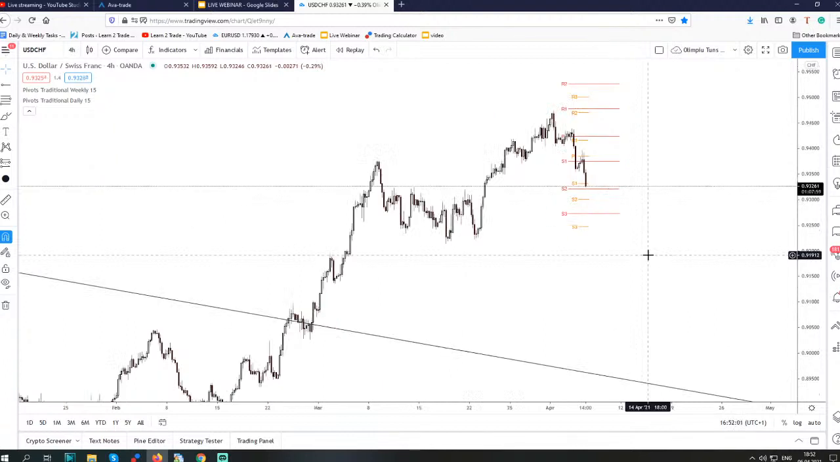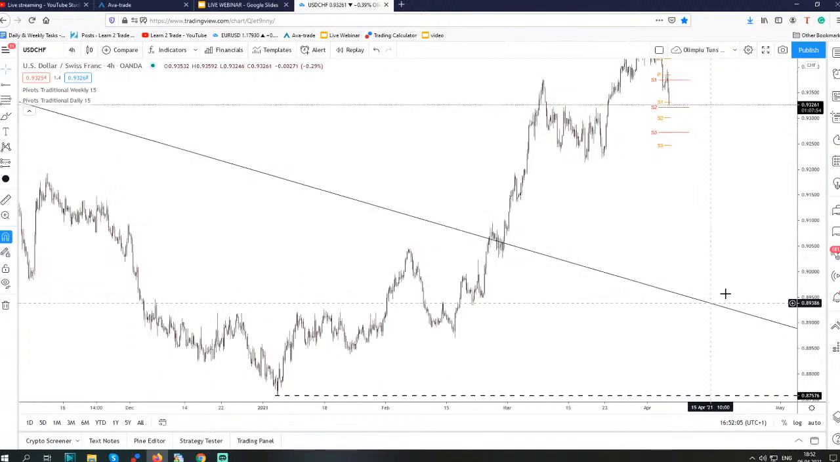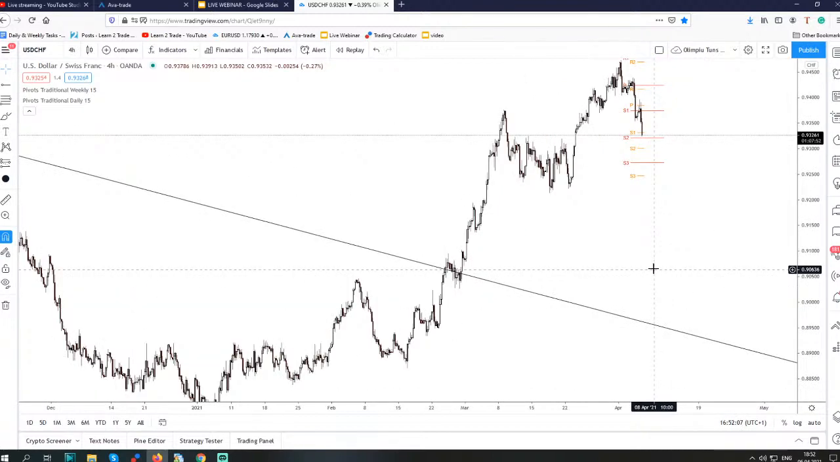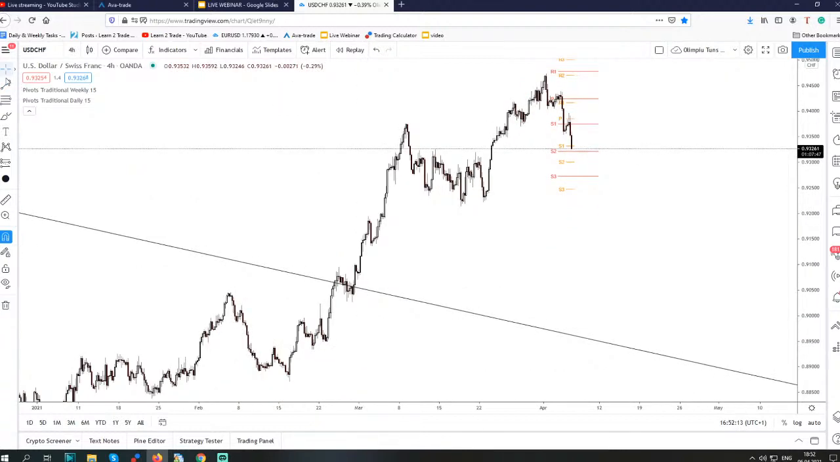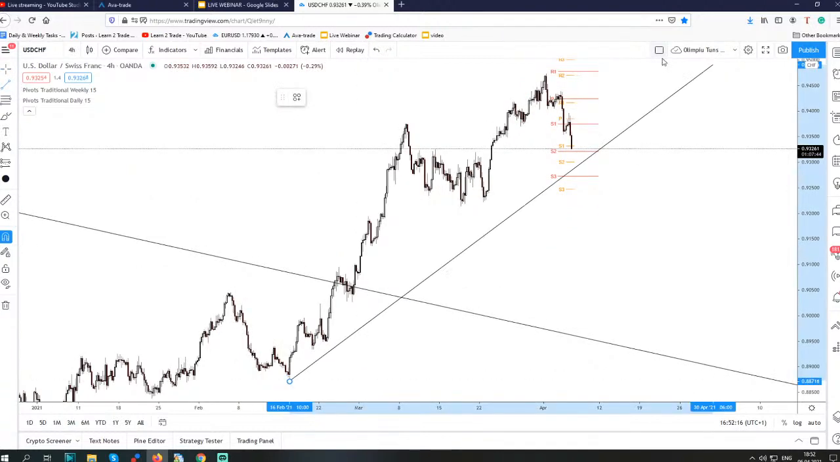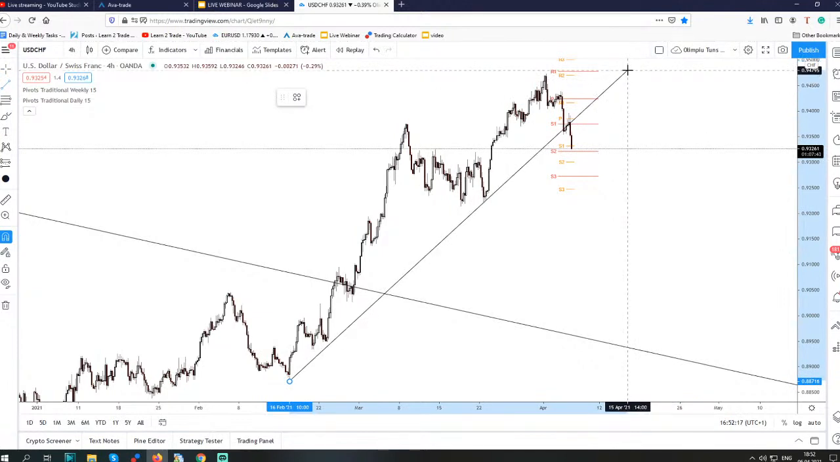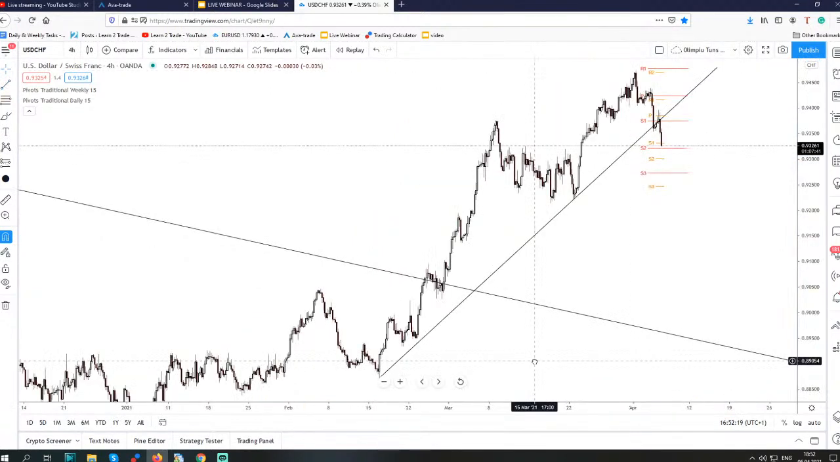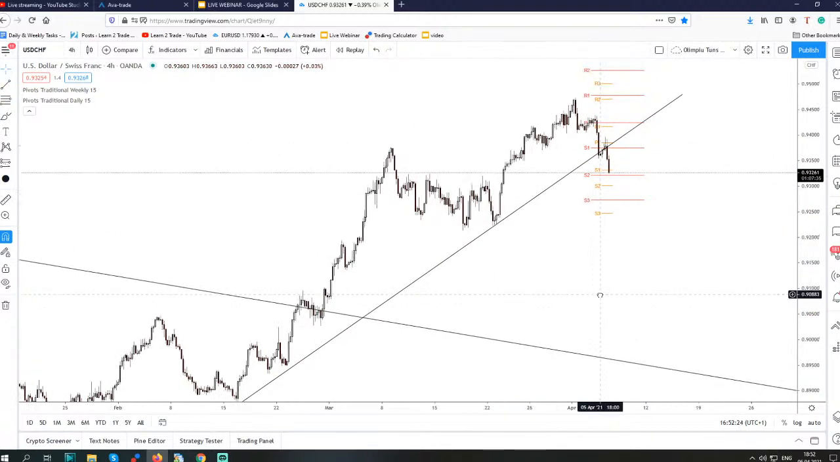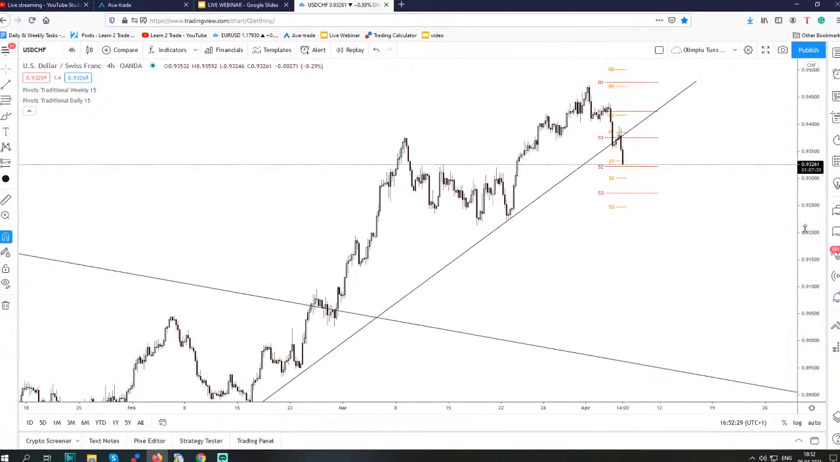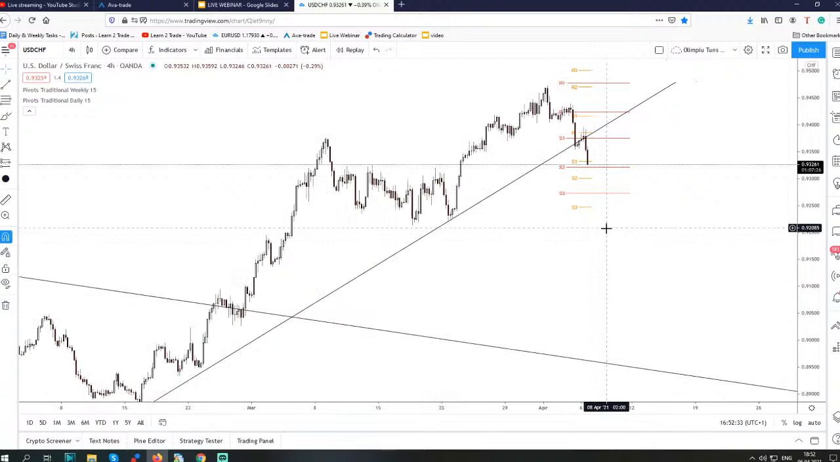And now, very important, let's draw here an uptrend line connecting these two lows. And as you can see, the price has violated the uptrend line, signaling a corrective phase, a broader corrective phase here on the 4-hour chart.